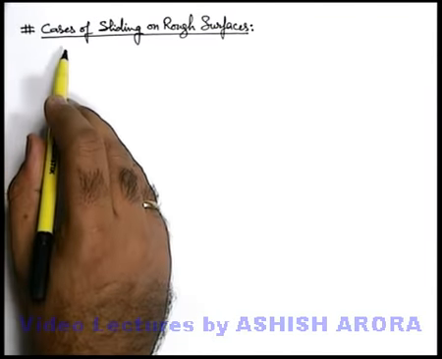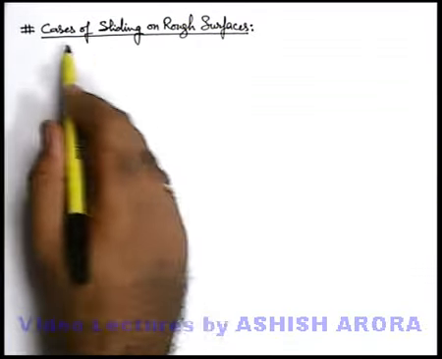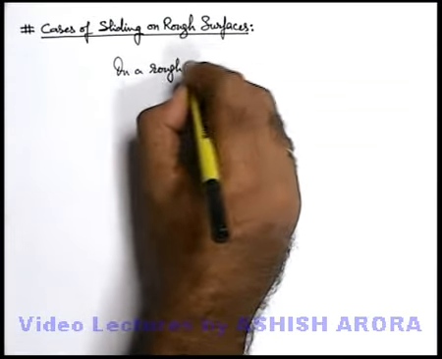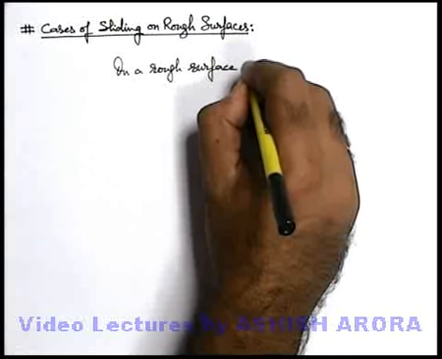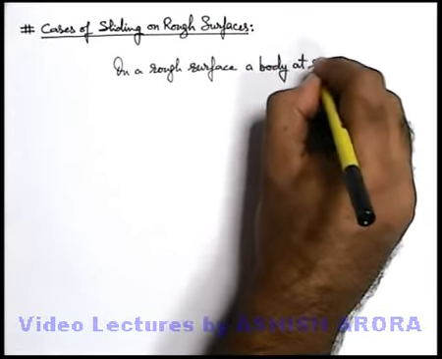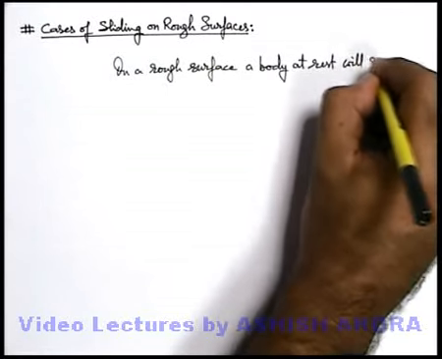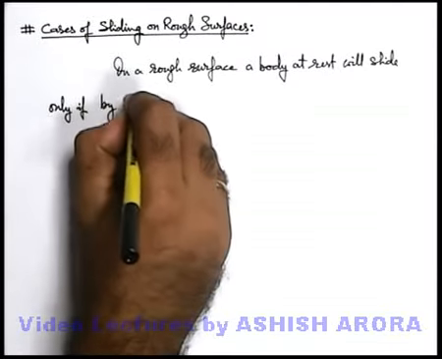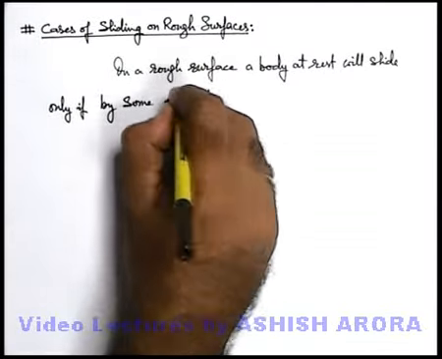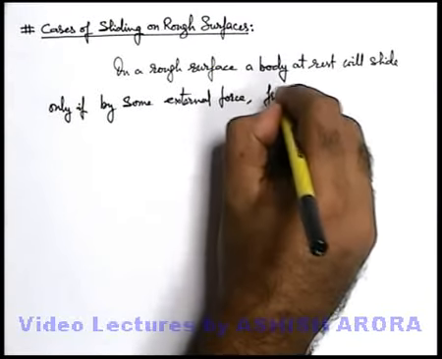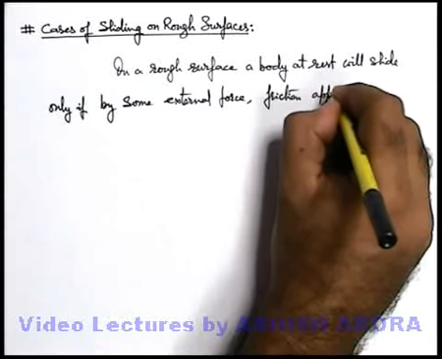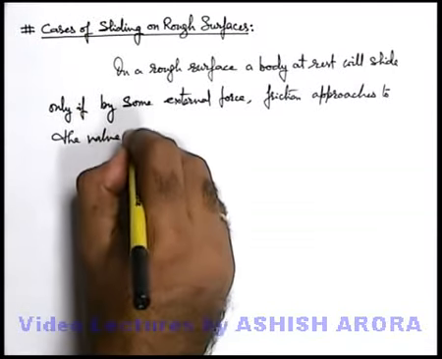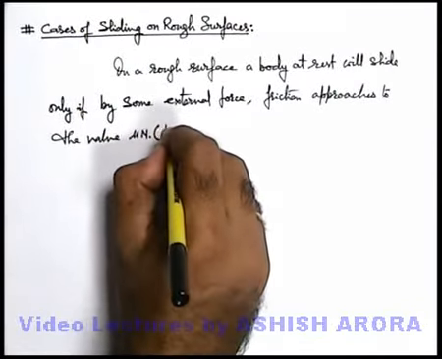Now we'll discuss cases of sliding on rough surfaces. The very first thing about sliding of a body, we know that on a rough surface, a body at rest will slide only if, by some external force, friction approaches the value mu n, which we call limiting friction.